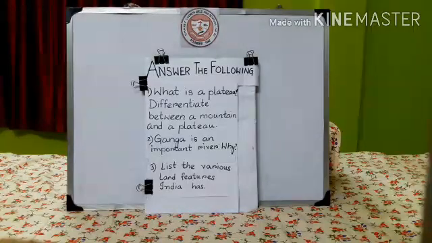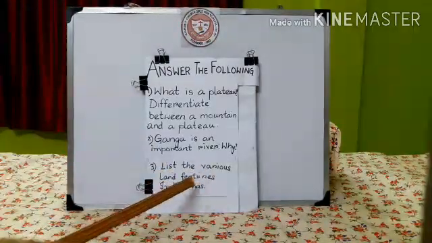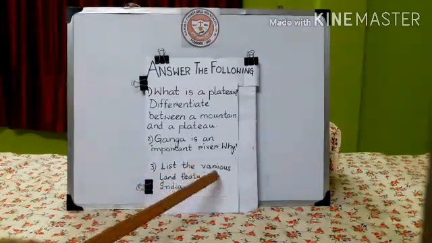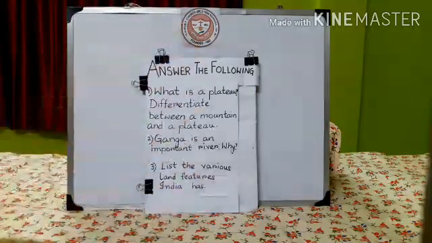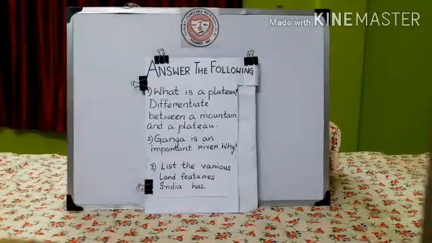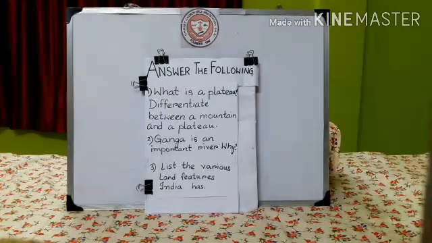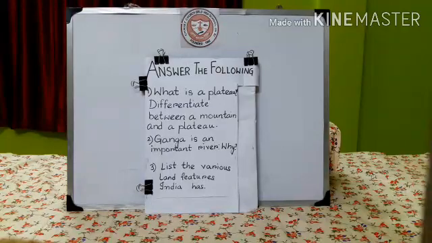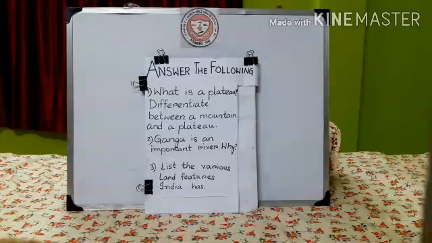Now we will move to question number 3. List the various land features India has. I repeat, list the various land features India has. We have discussed so many land features that India has. So you can write, the various land features India has are mountains and hills, plains, rivers, valleys, plateau, desert, islands and forest. Got it?